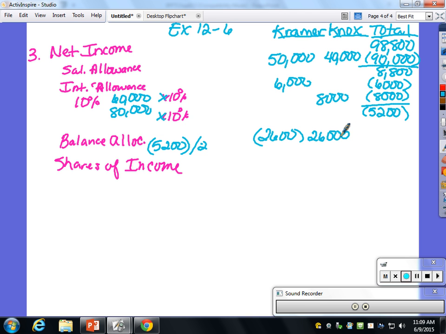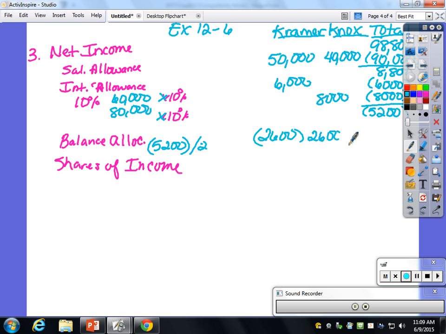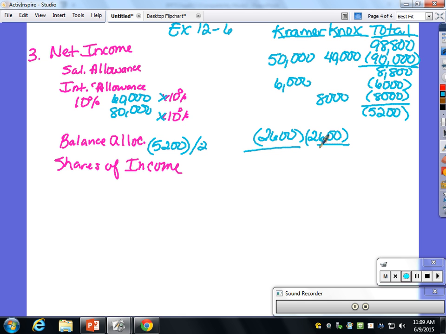So how does that change their ending share of income? For Kramer, it's 50,000 plus 6,000 minus 2,600, which is 53,400. What about for Knox? 40,000 plus 8,000 minus 2,600, which is 45,400. That is their share of income, and that is for number 1.